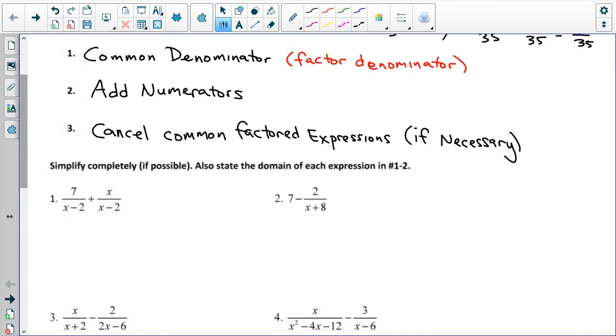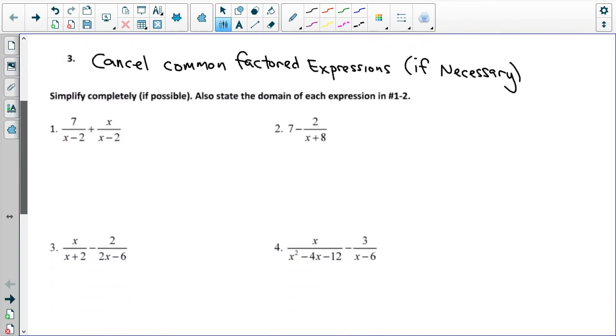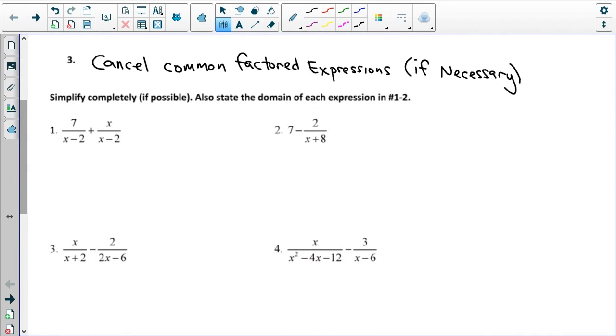Okay, simplify completely. State the domain in problems 1 and 2. So the domain in problem 1 is going to be all x except x cannot equal 2. So that would be negative infinity to 2, union 2 to infinity. Just getting some practice stating domains. Just like it said in the last video, if you can substitute the value in and it makes the denominator 0, that's a domain problem.